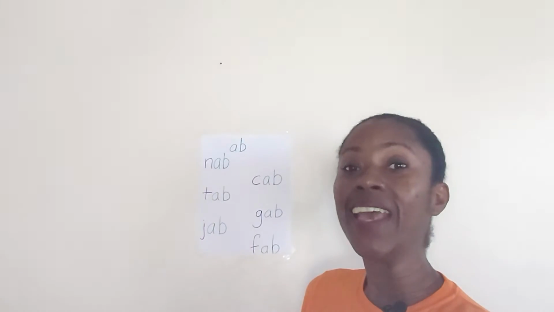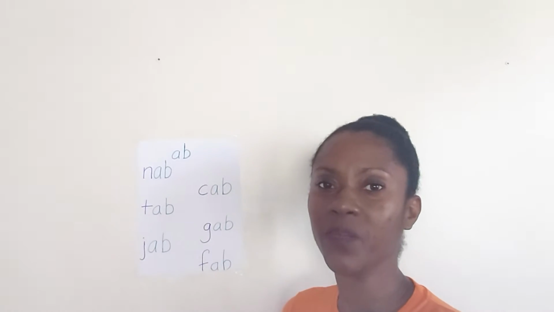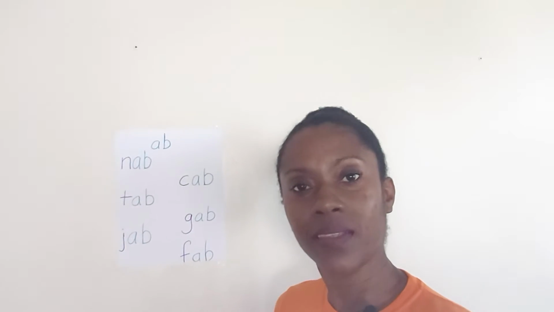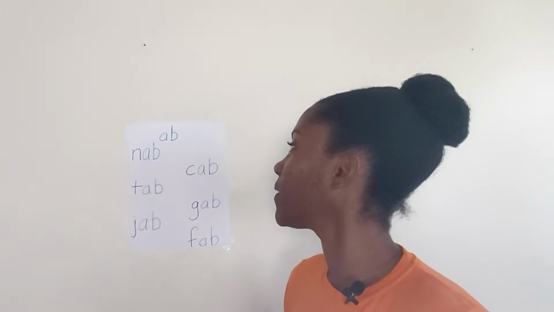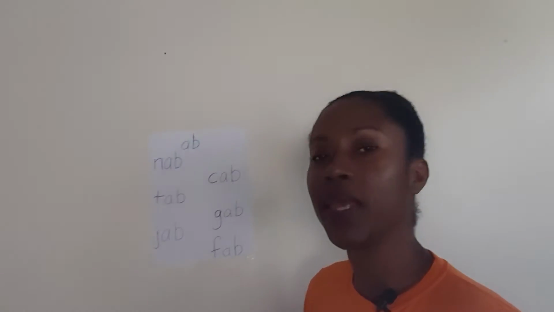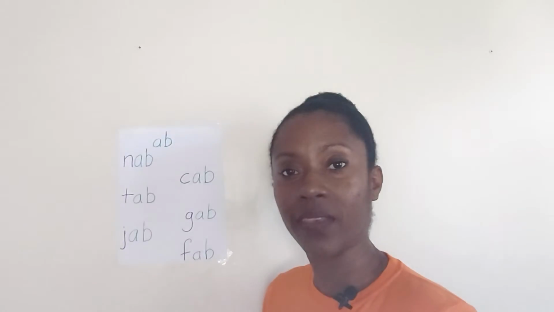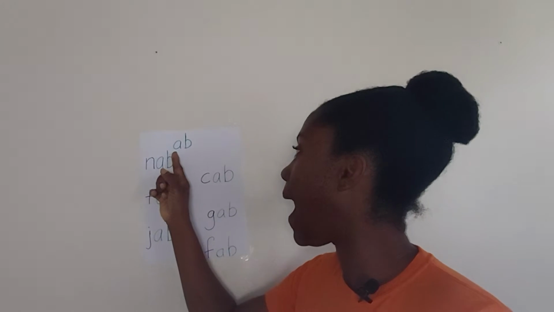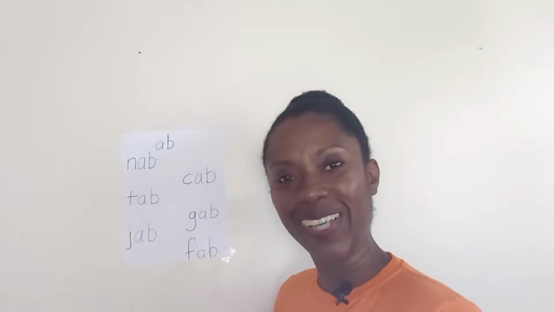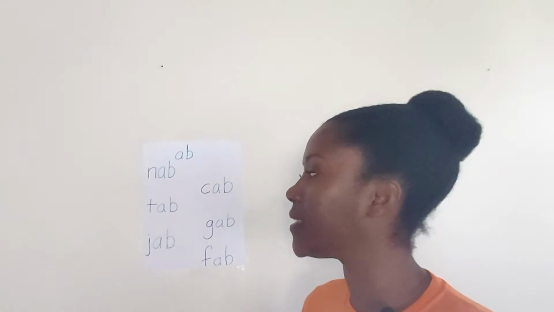Hello! In this video, we'll learn the AB word family. The letters A and B, when they are blended together, say AB. A makes the A sound and B makes the B sound. And when they are blended together, they say ab, ab, ab. Good job. Let's read some ab words.